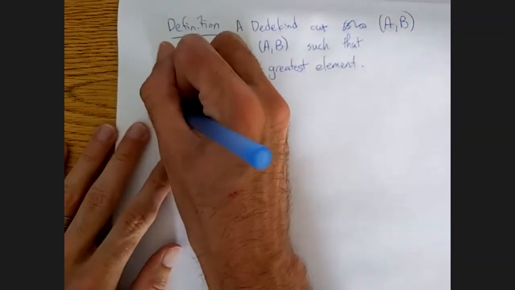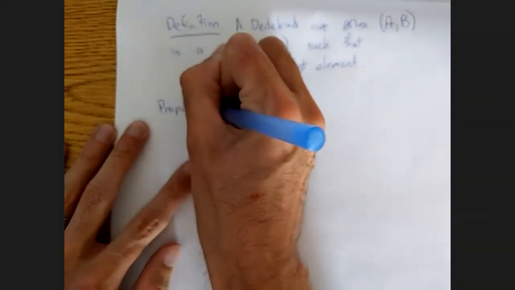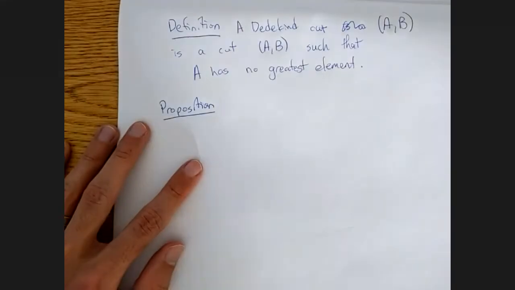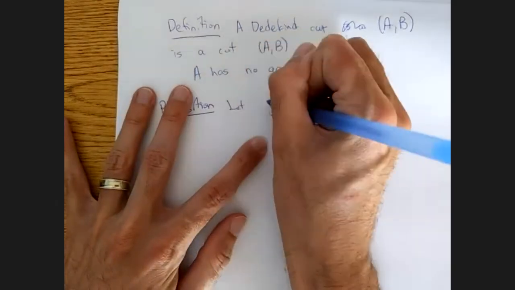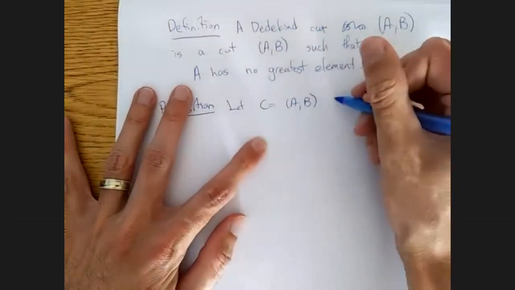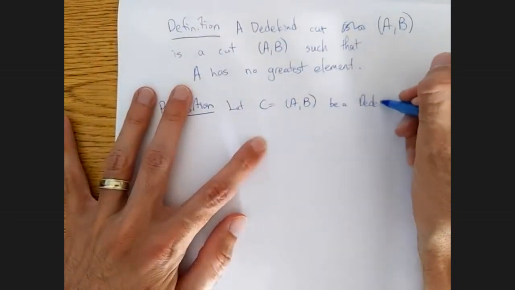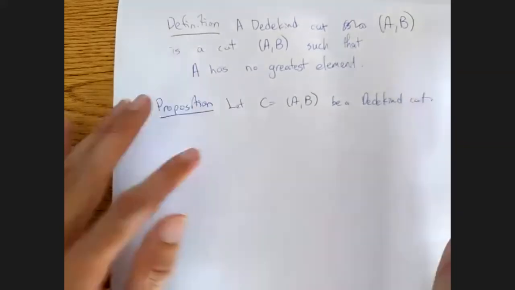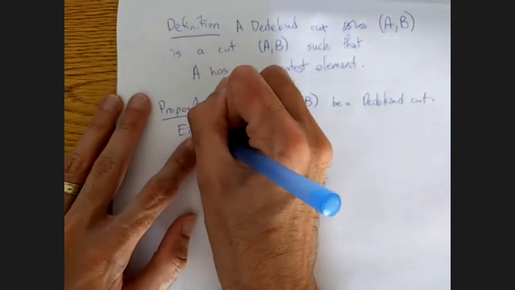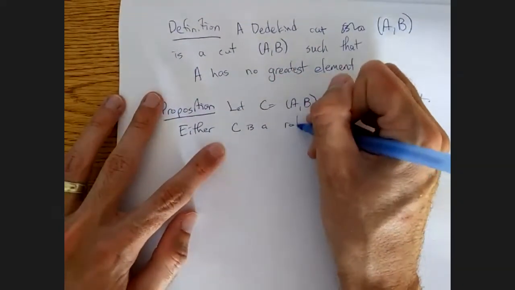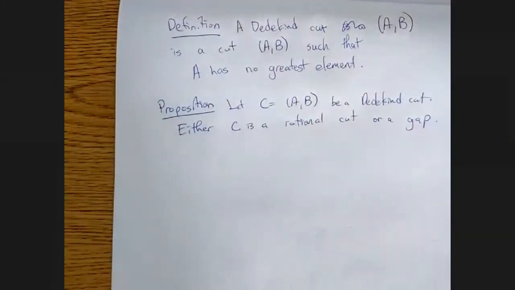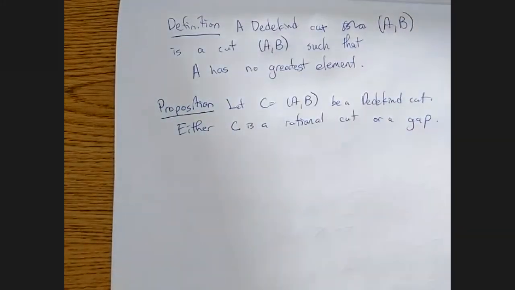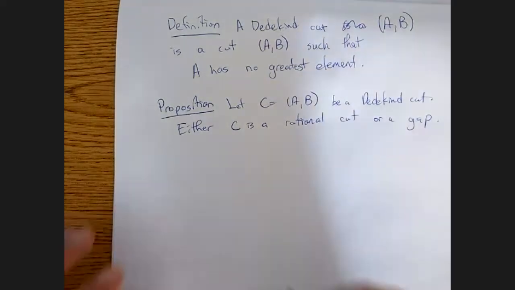Okay, we just have a quick proposition, which says every Dedekind cut is either a gap or a rational cut. Either C is a rational cut or a gap. And the proof of this is just to use the definition of everything. So proof.